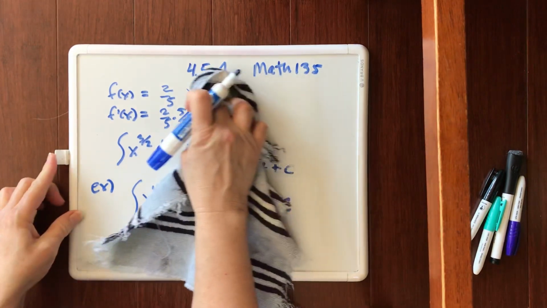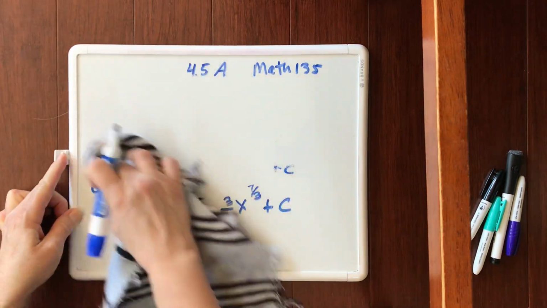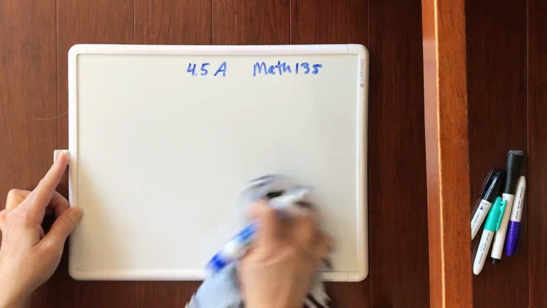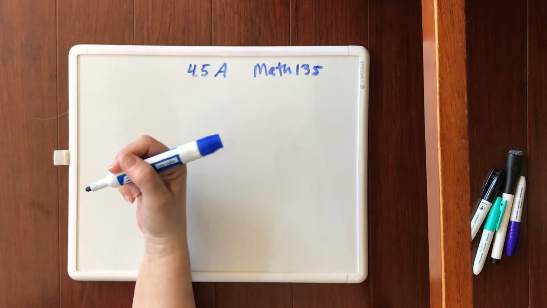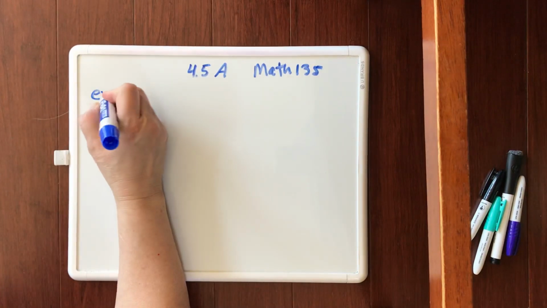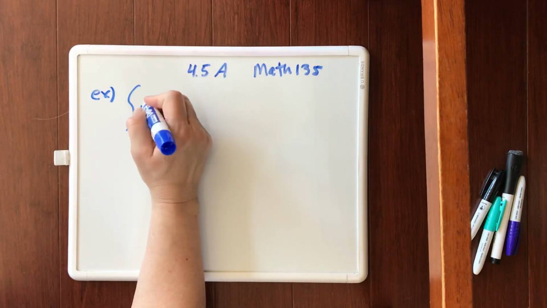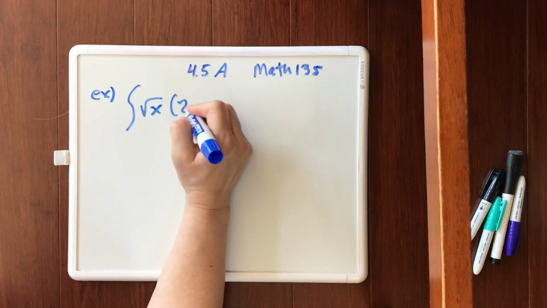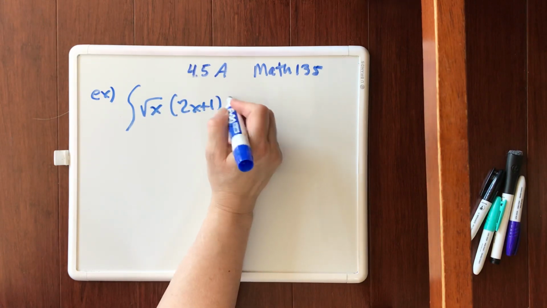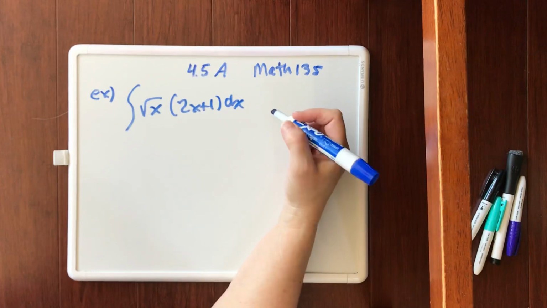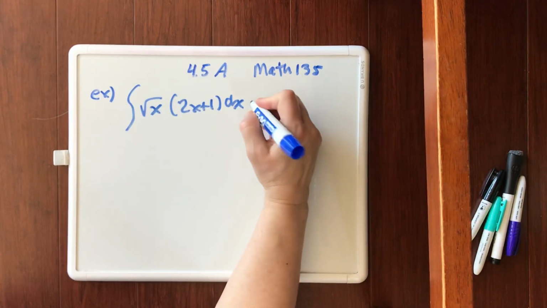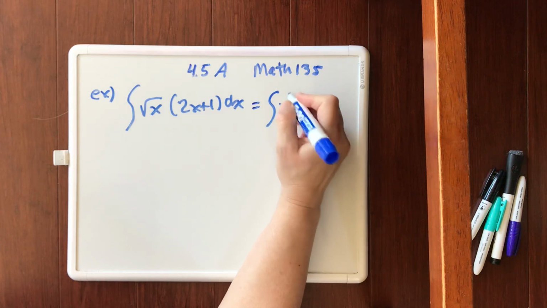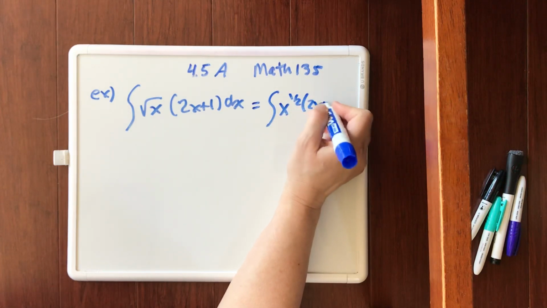Okay, we're going to go and do a different kind of example now. This particular 4.5a is going to be lots of examples, and 4.5b is introducing you to a new concept. Okay, so we're going to integrate square root of x times (2x plus 1) dx. All right, so what do you suggest we do for this? First thing, let's go ahead and change that square root of x to x^(1/2), times (2x plus 1) dx.